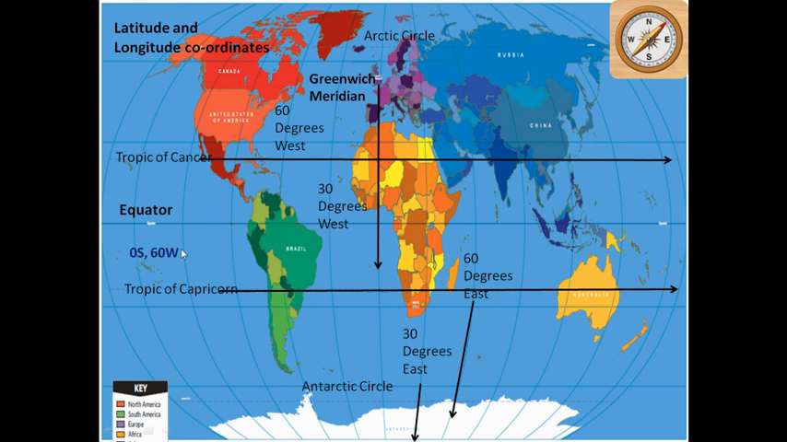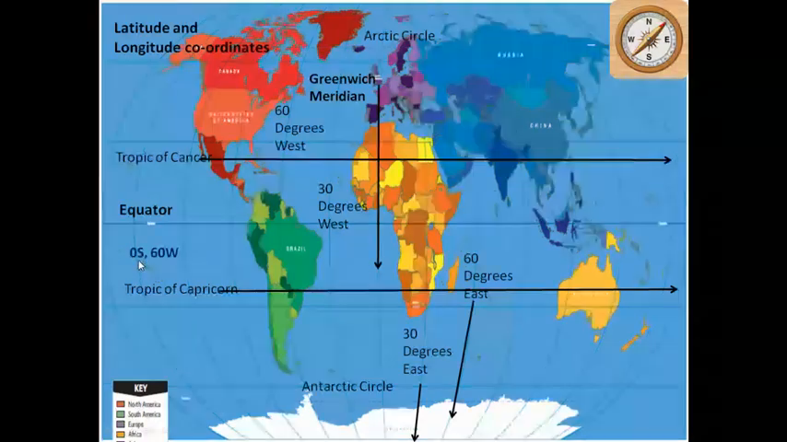Now I've put this one in the middle of the ocean, and that's not where it is. So it's 0 degrees south, 60 degrees west, and I want you to spend just a few seconds seeing if you can work out where that is. I'll give you a clue. If it's 0 degrees south, then it must be on the equator.